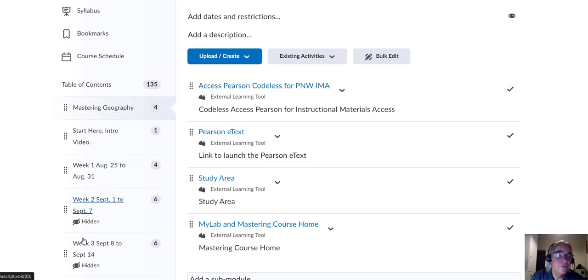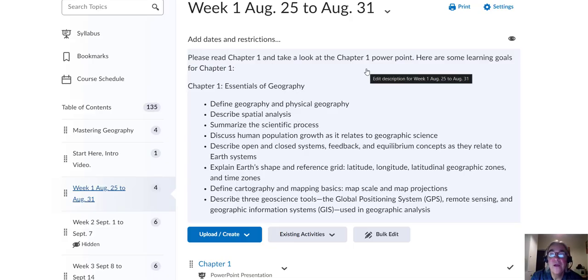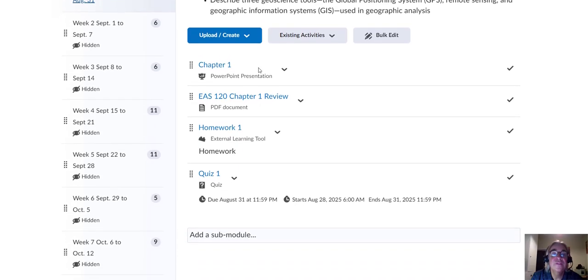Okay, so you can't see this yet. It's hidden from you, but let me see what's in week 1. So week 1, Essentials of Geography. It says, please read chapter 1, take a look at the chapter 1 PowerPoint. Here are some learning goals. So hopefully after you go through all that information, you'll have touched on those different learning goals. Here's the PowerPoint you can take a look at. Here's chapter 1 review. Here's a link to homework 1. And then quiz 1, not available until Thursday.